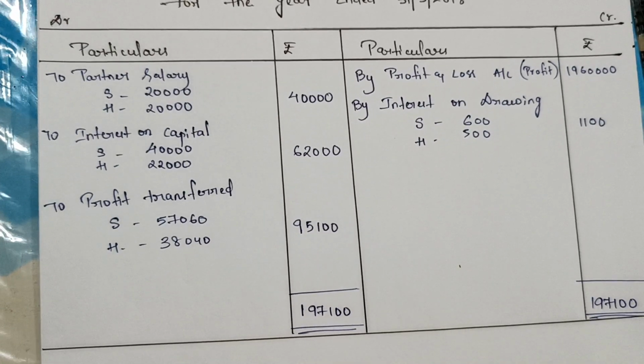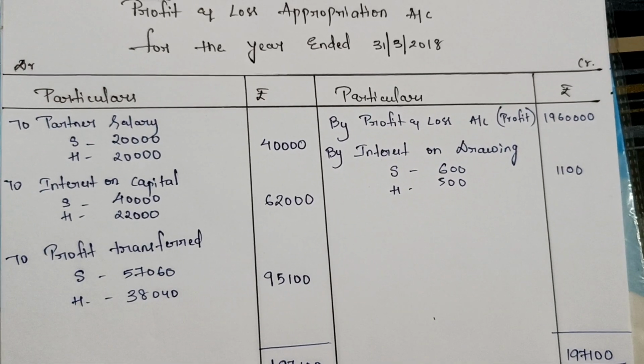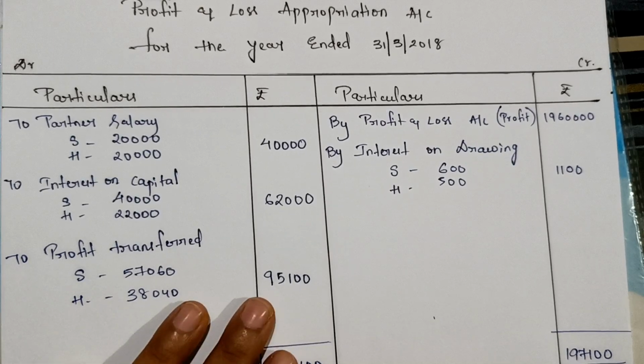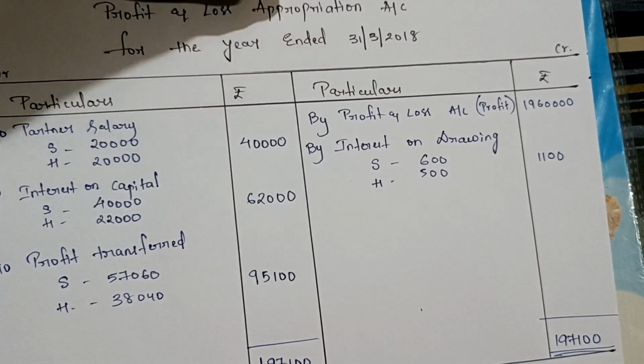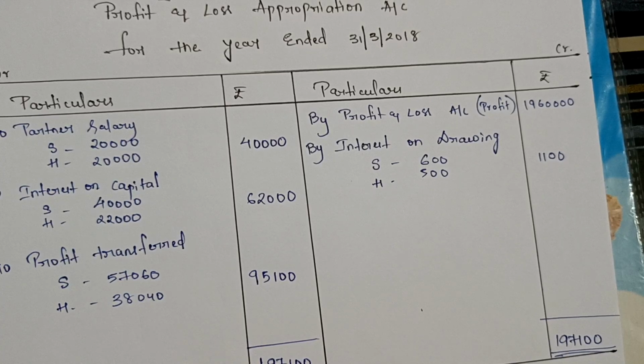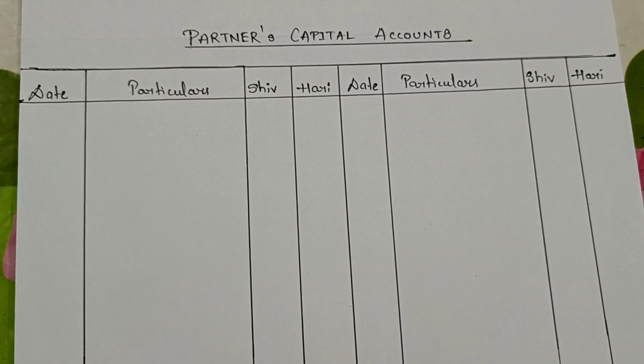So this is very easy to make the profit and loss appropriation account after the posting of journal entries. Journal entries actually make the accounts easy to make. And next we are going to make the partners' capital account. So this is the partners' capital account.